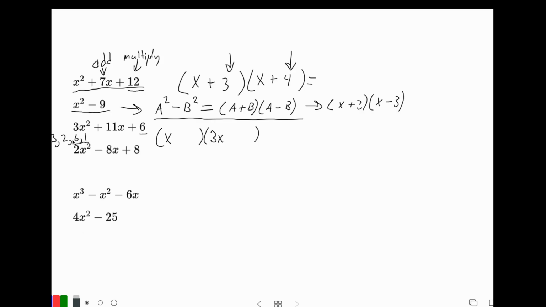I always like to try 3 and 2 first. So let's see, can we go x plus 3, x plus 2? Let's just see, x plus 3, x plus 2. So this gives us 3x squared.